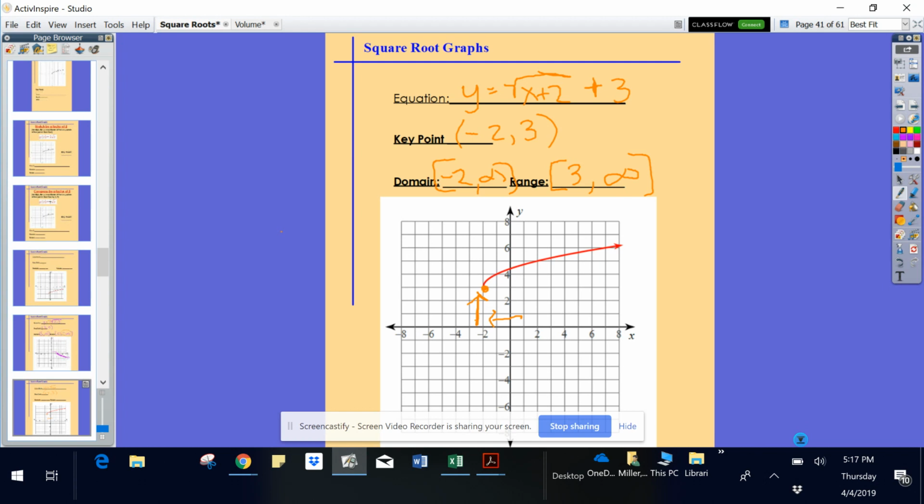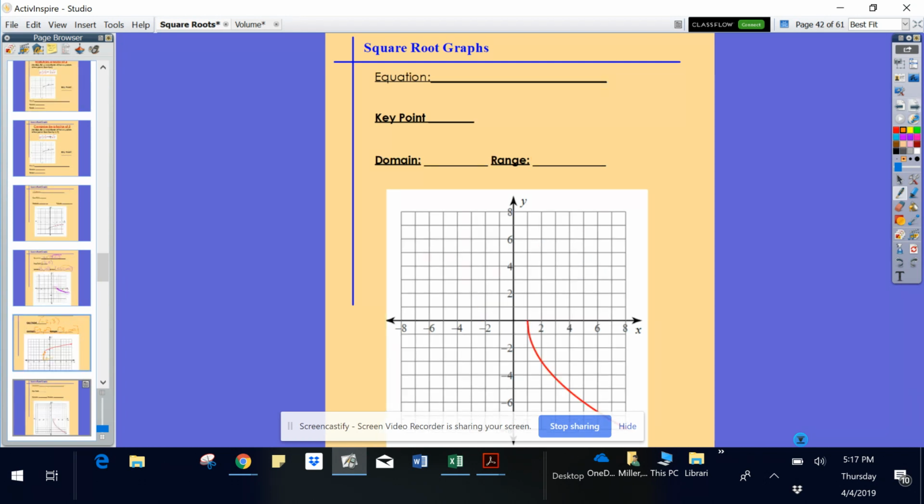This is easy, right? You guys will do this with no problem. All right, I think I have one more example for you. Oh, my graph is going down. So right away, I know that I'm going to have this nice negative sign right there. All right, so let's look at my key point. It's on the x-axis. So my key point is 1, 0.